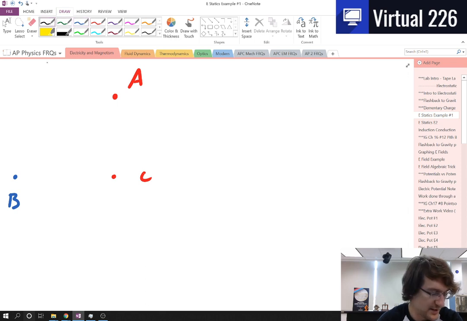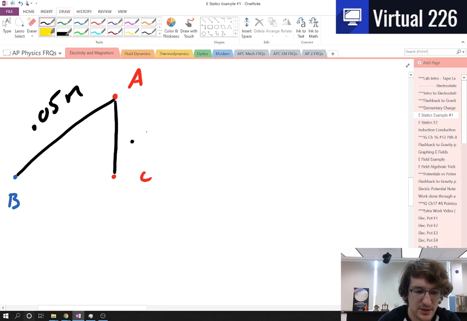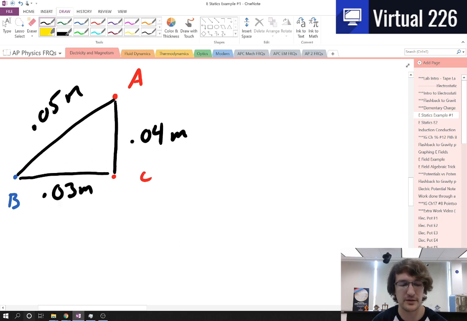What we're going to find here is that with the distances being the same, this distance here is going to be 0.05 meters, and this distance here is going to be 0.04 meters. And if you've been following along with your math courses over the years, you clearly see that this side right here will be 0.03 meters, because this is now just a 3, 4, 5 triangle.